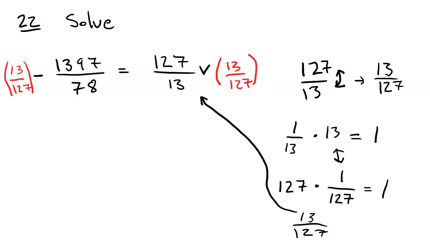Once we flip this, we have some big multiplication to do on the left-hand side of the equation, so use your calculator for this. 13 times 1,397 is equal to 18,161. Then we have the numerator, 78 times 127, and we have 9,906 is equal to phi.